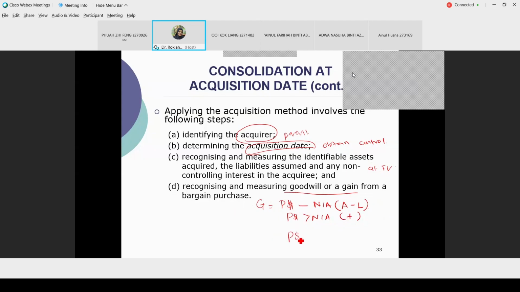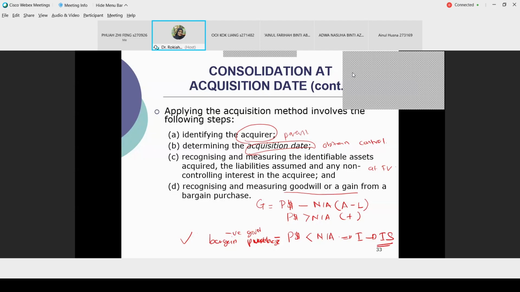But if your purchase price is lower than net identifiable asset, then you're going to have a bargain purchase, or sometimes we call it negative goodwill. But most of the time we use the term bargain purchase. This bargain purchase is recorded as income and transferred to your income statement. We're going to recognize it immediately in the income statement. So you understand now we have 4 steps. Need to determine who is the parent. Need to decide when is the acquisition date, the date when you obtain control.